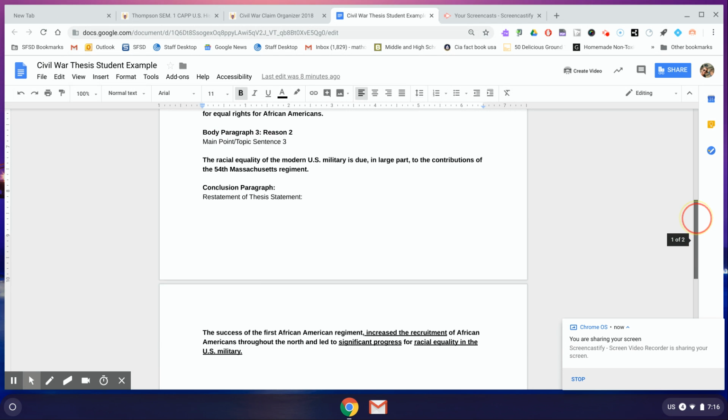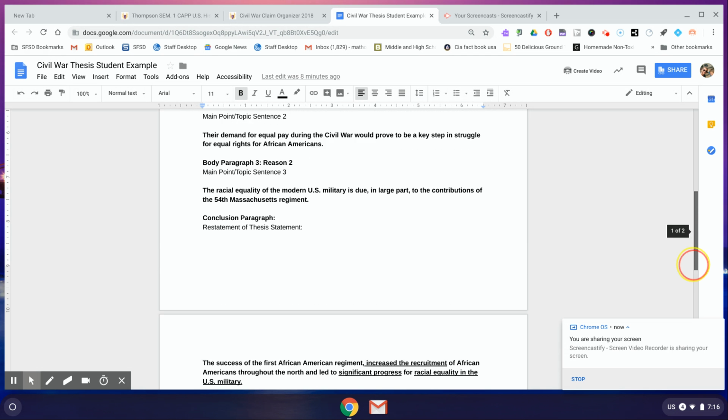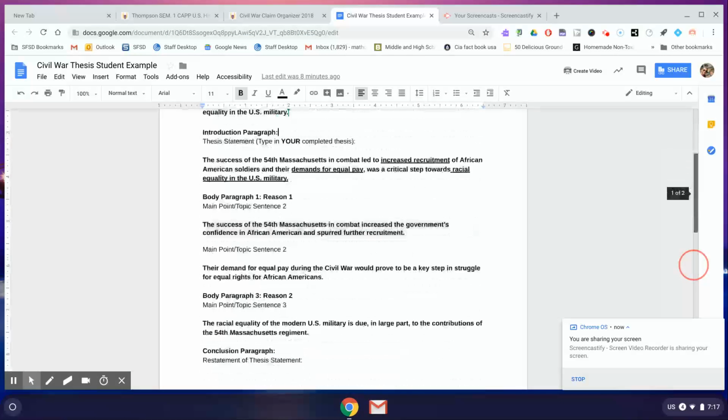And lastly, when we do our conclusion, we're going to have to restate our thesis statement. So I've got a very simple restatement of that original thesis right here. The success of the 1st African American Regiment increased the recruitment of African Americans throughout the North and led to significant progress for racial equality in the U.S. military. It's similar, it's not exactly the same, but it highlights again those main ideas that are in my thesis and I used to create my main points or topic sentences, whatever you wish to call them.